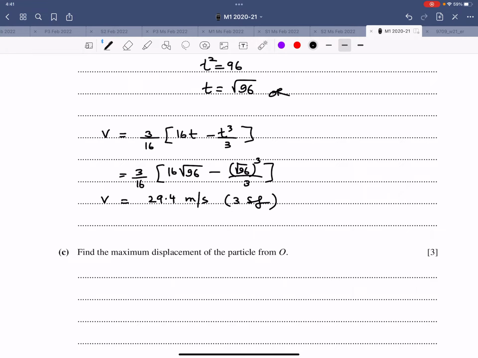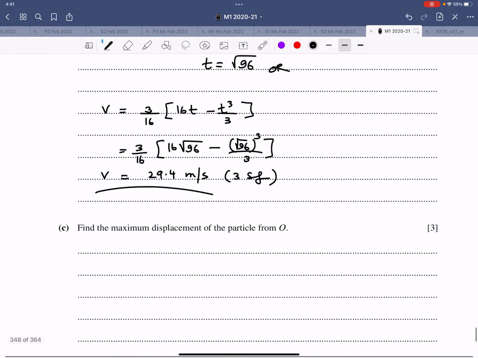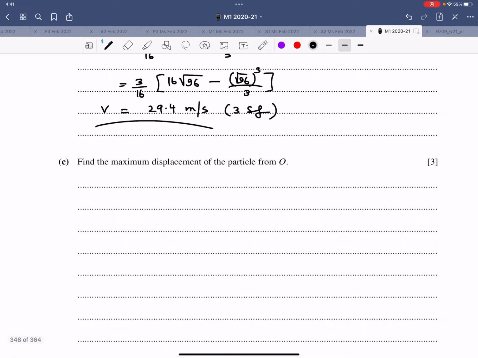That is the velocity. Find the maximum displacement of the particle. For maximum displacement, the derivative of displacement should equal 0. So this is a P1 turning point scenario.